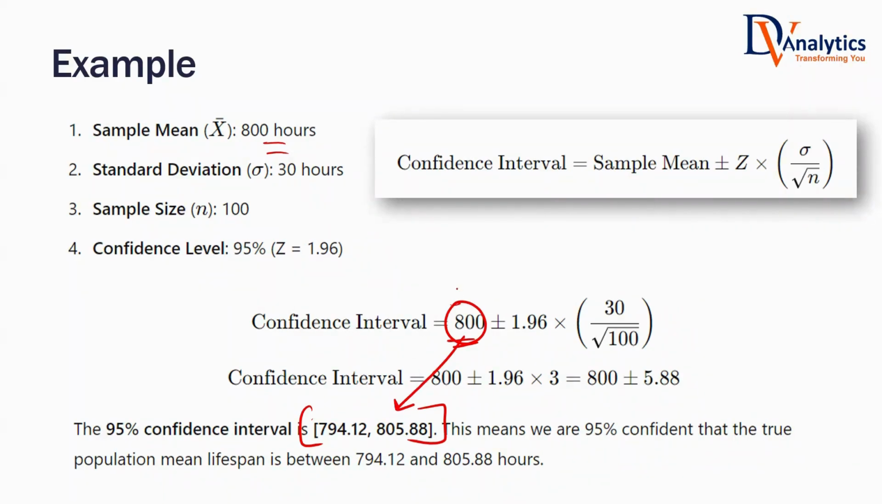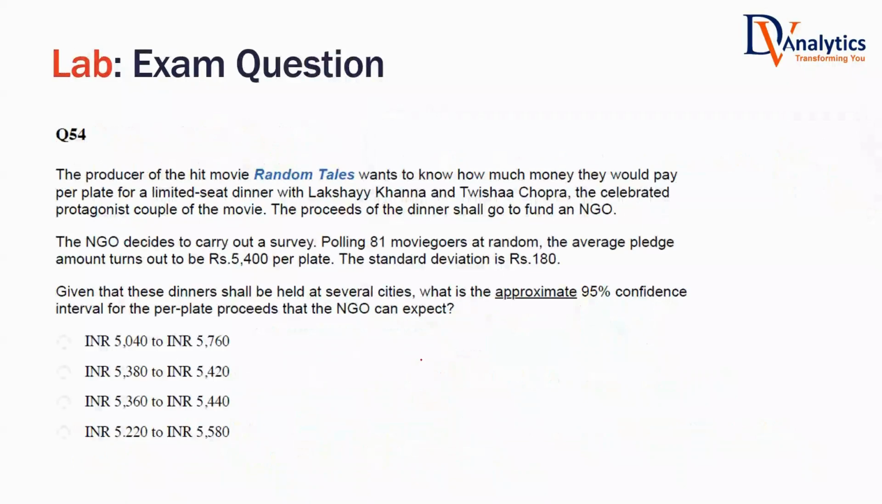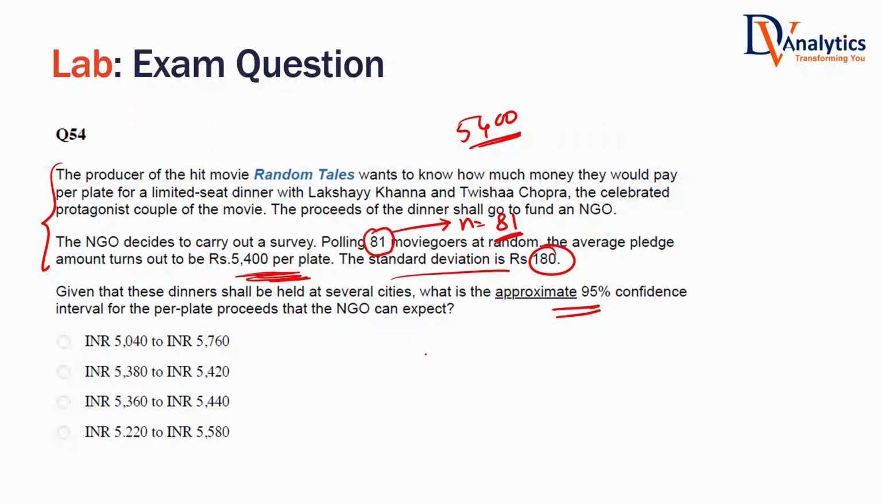A question related to these confidence intervals is also given in that sample paper. They have pulled in 81 moviegoers, so in our case n is equal to 81. The average pledge amount, or the sample mean, is 5,400. Can you tell me the approximate 95% confidence interval for the whole population? Once you have n, the standard deviation is also given. So the formula is sample mean plus or minus z into sigma by root n.